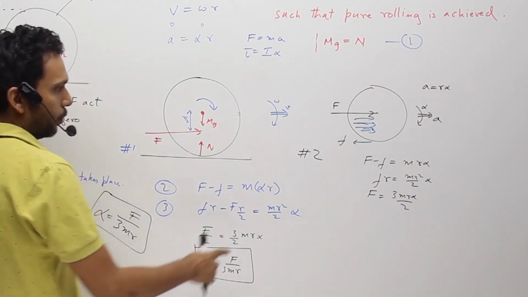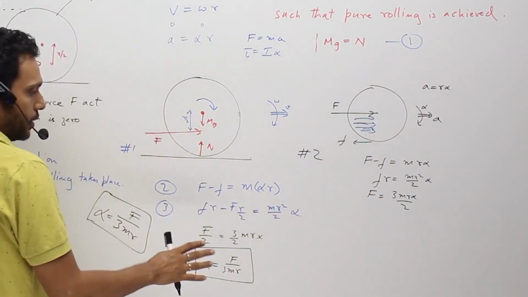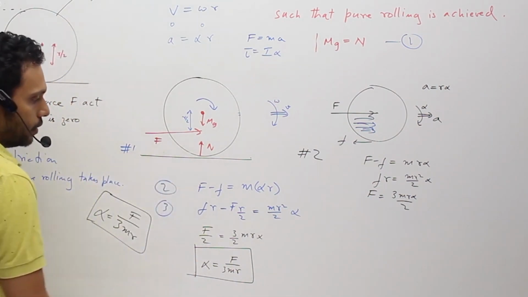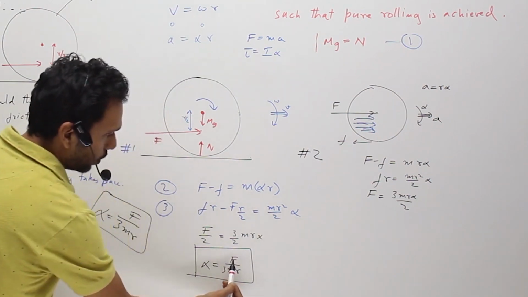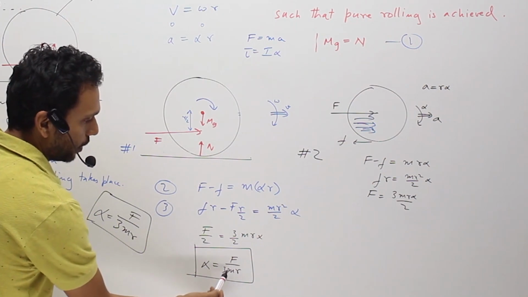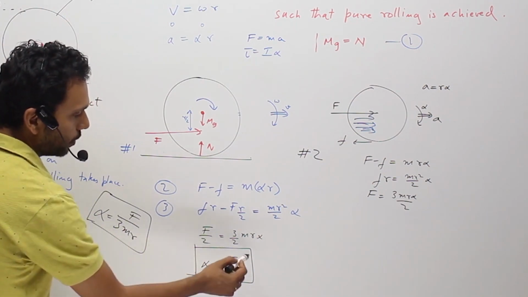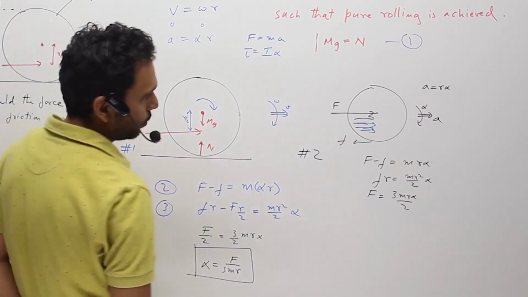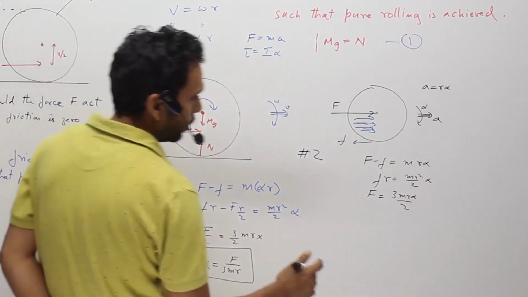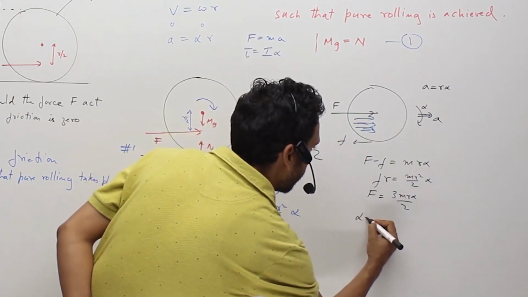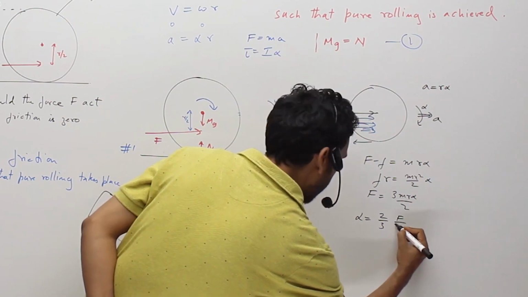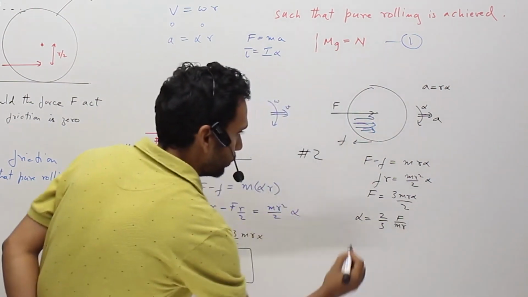Mind you, when you are doing these, keep on matching the units. Your alpha should be per time square. Force is mass into acceleration, m into a, so m and m get cancelled in the units, and a by r gives you alpha units. So always when you are doing these questions, try to keep the units in your mind. So what you get, your alpha over here, as 2 by 3 F by MR.